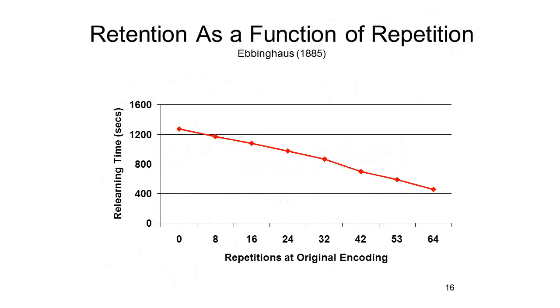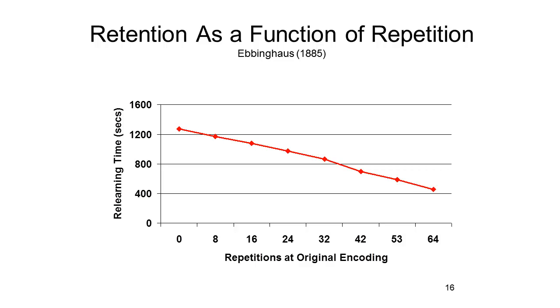And here's a graph that portrays Ebbinghaus's actual results. Here we have a standard list of 16 nonsense syllables, which Ebbinghaus repeated from 8 to 64 times. And then there are control lists which he didn't study at all. So these are the lists with 0 repetitions. Then, after a retention interval of 24 hours, he measured the time it took him to relearn each list to a criterion of 1 perfect repetition.